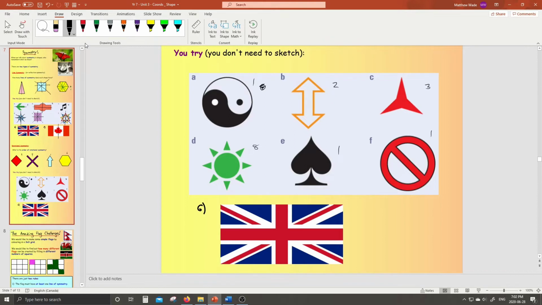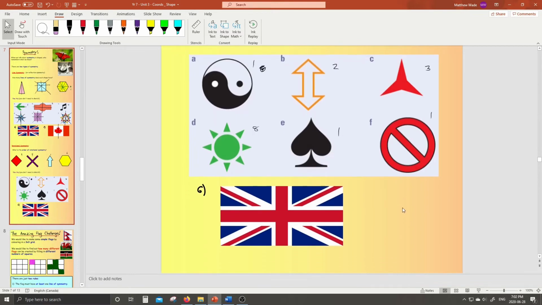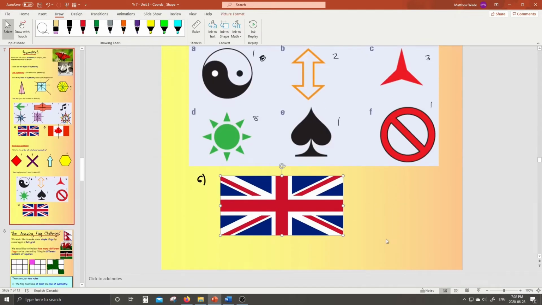I think that this bar would be pointed that way when it's upside down, so I bet you it's 1 as well. Now, here you go. Union Jack. Here you go, my lovelies. There's something neat about it.